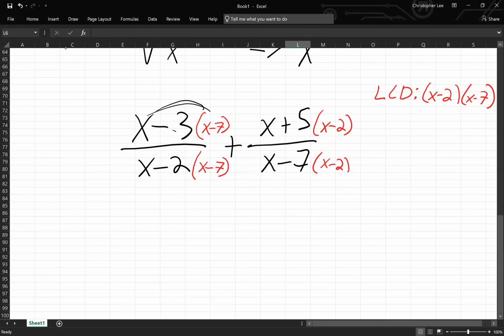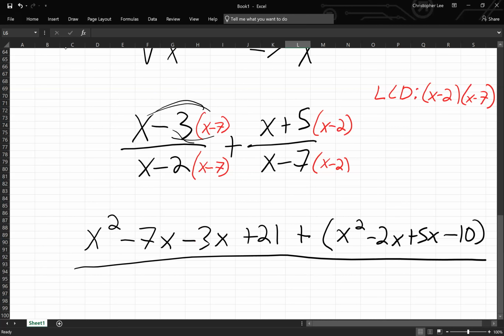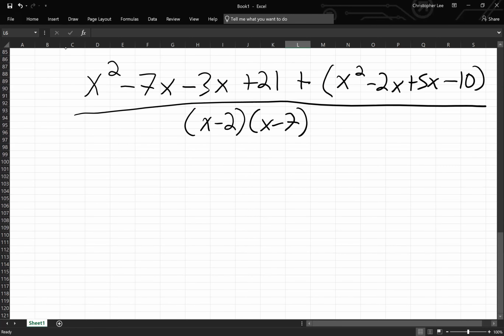X times x, this, you know? So I have what? X squared minus 7x minus 3x plus 21, right? And then plus, open parentheses, what's this? X squared minus 2x plus 5x minus 10, all divided by the x minus 2 and the x minus 7. It looks crazy, but it's not, right?